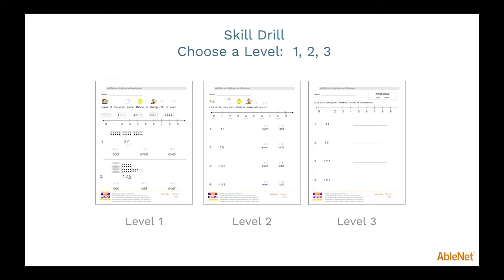You will notice that the worksheets are leveled to support differentiation for students. At level 1, there will be a high level of support with picture symbols and only 2 problems. Level 2 worksheets will continue to have picture symbol supports with more problems on the page. And at level 3, the problems will increase in difficulty and there will be less supports for the student.